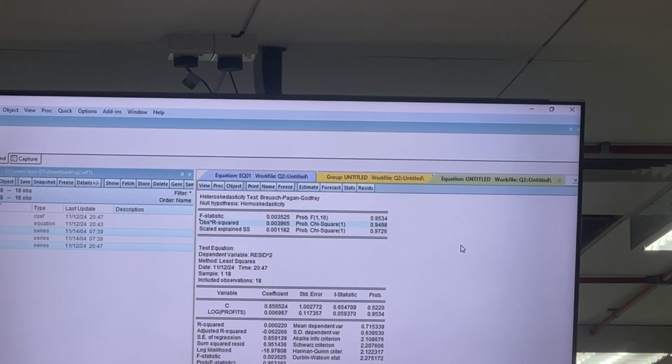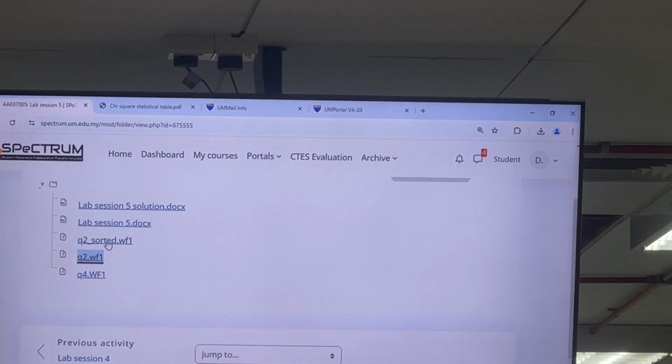For 3B, apply Goldfeld-Quandt. That one I leave it to you to do at home. You need to sort using the sorted data. After sorting from smaller to higher, you remove the middle observations, just like what we did earlier. Then estimate the first subsample and the second subsample, and then you calculate.